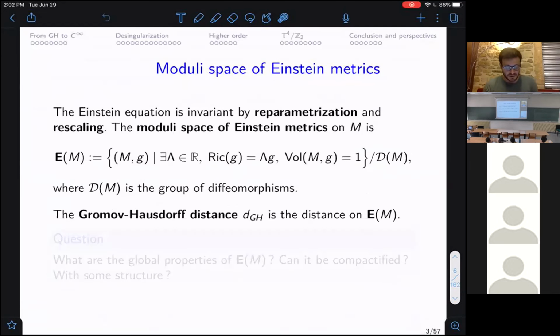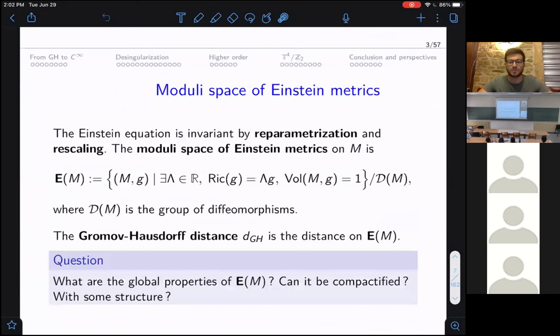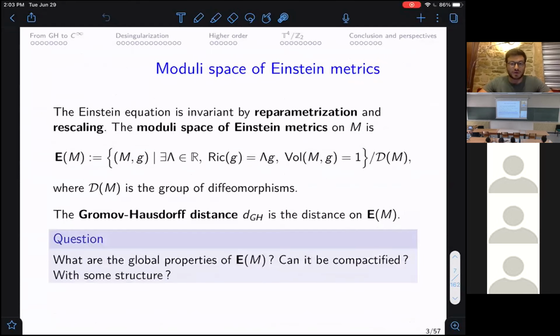As often when we are studying moduli spaces, there are natural questions, which are what are the global properties of this moduli space? Here we will see that there are several types of degenerations. So the question becomes, can we compactify it, with some structure maybe, to understand the Einstein metrics from the global properties of the moduli space? And also the moduli space is a topological quantity. It only depends on the manifold here, so this might give some information about the manifold itself.